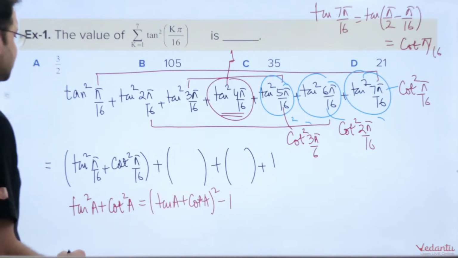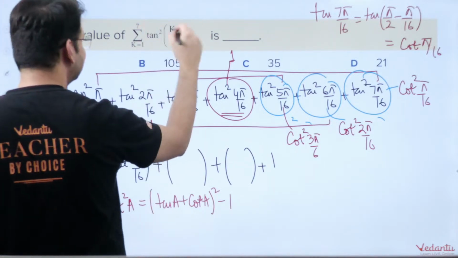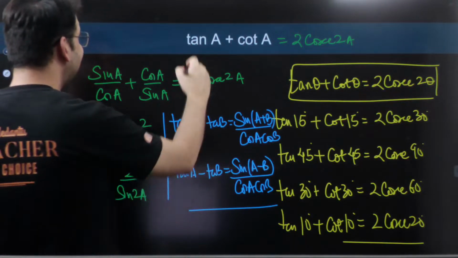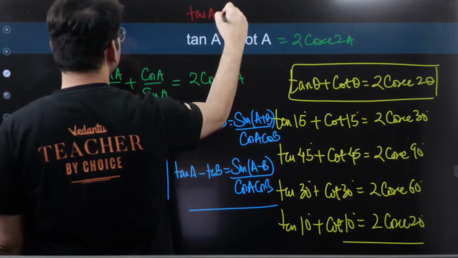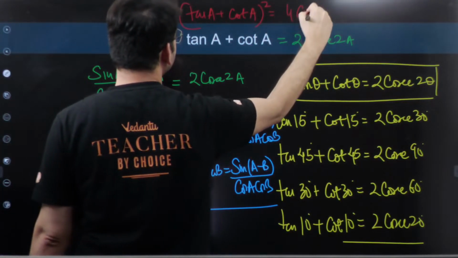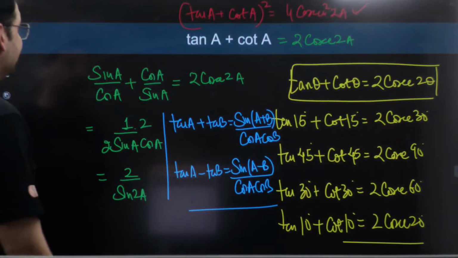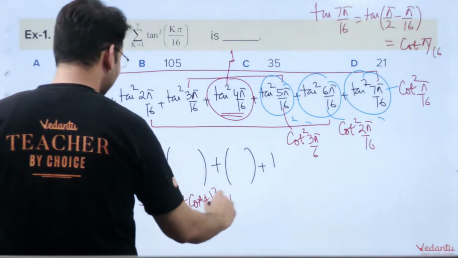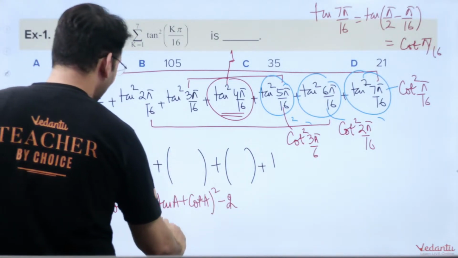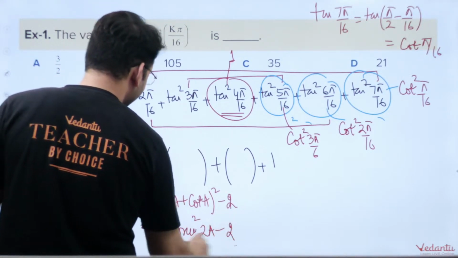Tan a plus cot a whole square minus 1. Can I say that? Right? And we also know that tan a plus cot a is 2 cosec 2a. So tan a plus cot a whole square is equal to 4 cosec square 2a. So again, directly use this. Okay, this is minus 2, not 1. So this is 4 cosec square 2a minus 2.